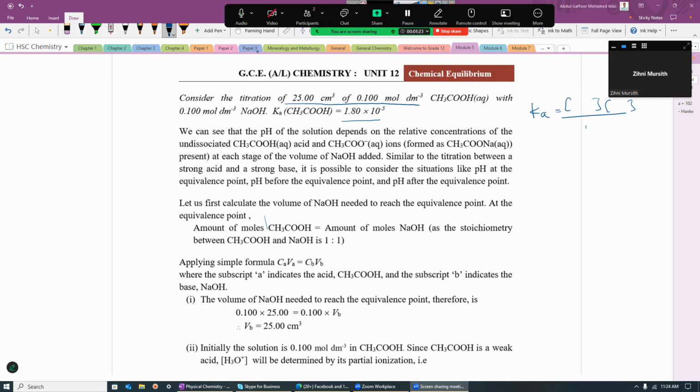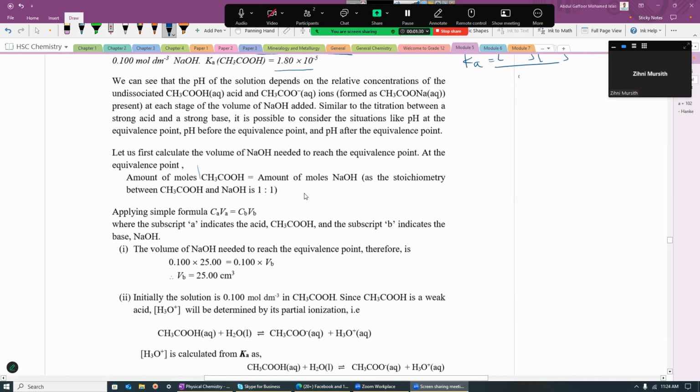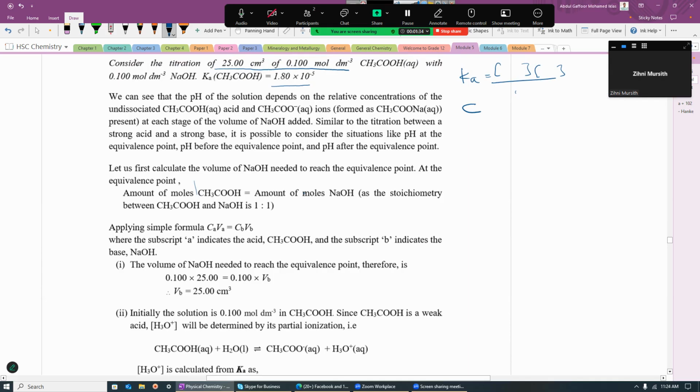Okay, right. So now this is what we have taken, right? Now we are going to simply use this formula CAVA is equal to CBVB. Here the subscript A represents acid and the subscript B represents base. Okay, that's what we are going to use here, right? So now the volume of NaOH, what we are taking is 25 milliliter of 0.1 mol dm^-3. So the analyte would be the acetic acid, right? And the titrant would be the NaOH, and here this is going to be our CH3COOH. Okay.